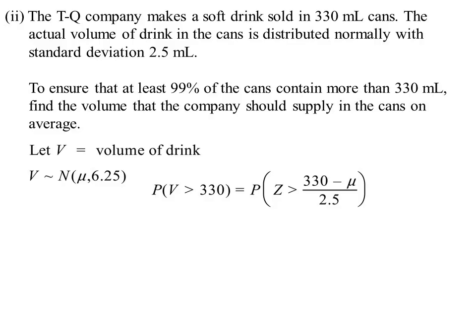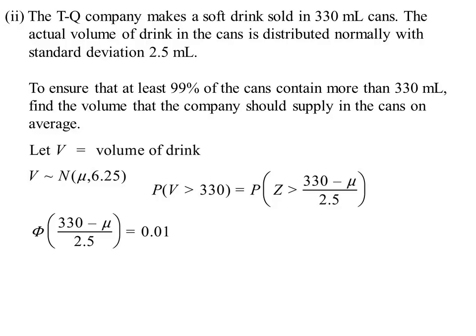Now, 330 minus the number we're looking for, divided by 2.5. We're saying that this has to be 0.01, because again, we want a 99% chance that it's above that, so a 1% chance that it's below. So we need to look up in our table what gives the answer of 0.01, but of course our tables won't tell us that because it only gives us positive numbers. You've got to remember it's a negative.